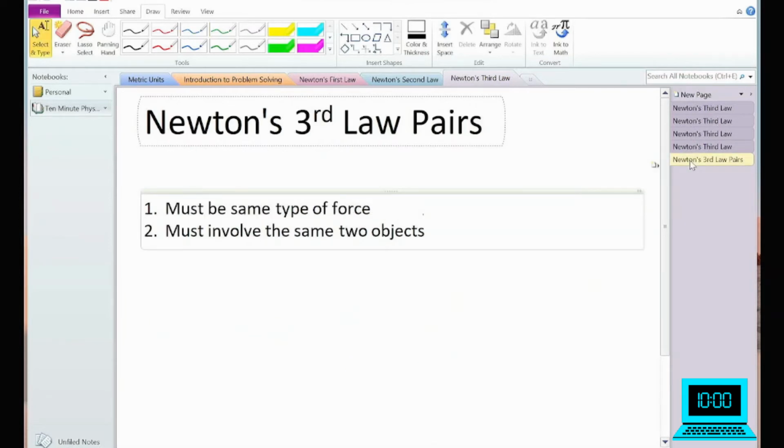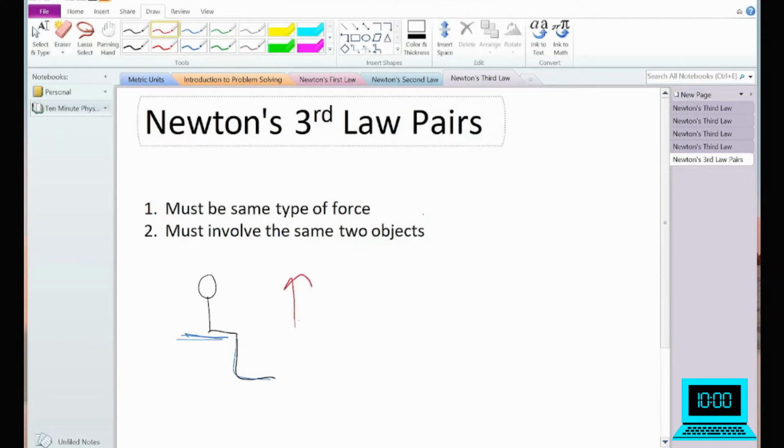Now, this is maybe a little more A-level than GCSE. I want to go back to this child sitting on the swing. What were we saying before? We'd said on the previous page that the normal force was equal to the weight. But in order to have a Newton's third law pair, they must be the same type of force.